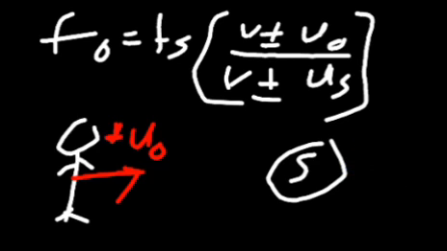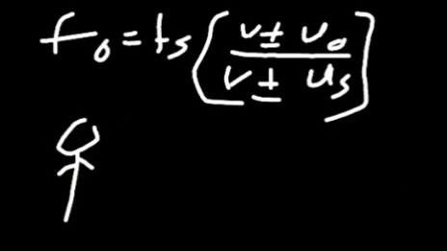So we have the formula for Doppler effects: the frequency observed equals the frequency from the source, times, in brackets, the velocity of sound in air, v, plus or minus the velocity of the observer, over v plus or minus the velocity of the source.